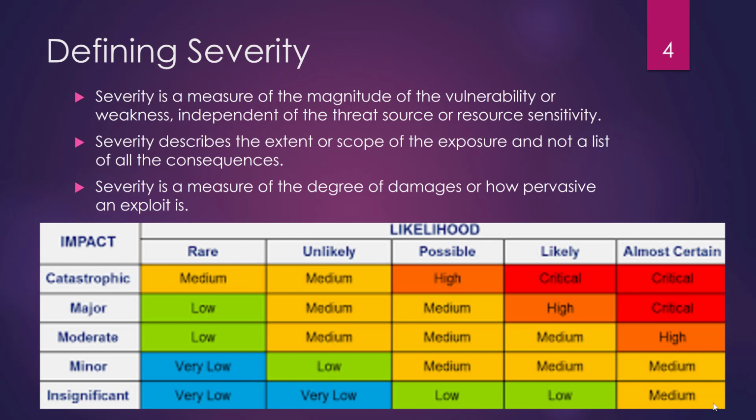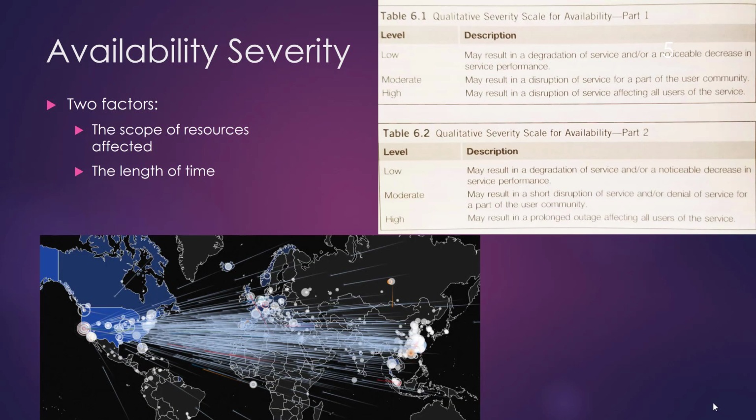And as you know, severity is a measure of impact, of magnitude, of extent or scope, okay, or how pervasive the damage is going to be. If we were to look at this and compare it against the CIAA model, confidentiality, integrity, availability, and accountability, looking at availability, it could be the length of time that a service is not available. It could be the scope of resources that are affected. And so as you can see in this qualitative analysis, we're mapping this into a low, moderate, or high table.